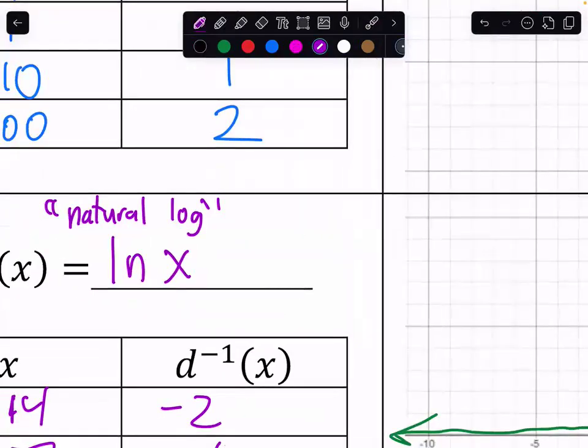If you're wondering why it's ln and not nl for natural log, this is from, I think, Latin, where the adjective comes after the noun, kind of like in Spanish.